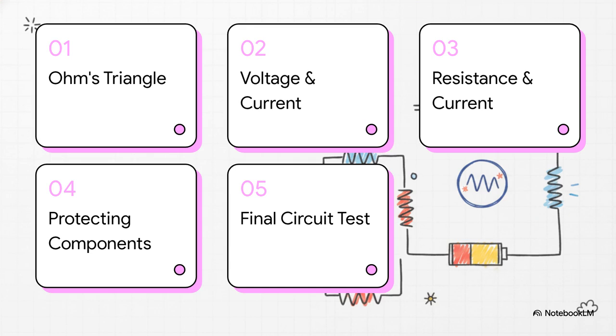We've got 1. Introduction to Ohm's law. 2. The Ohm's triangle method. 3. Voltage and current relationships. 4. Resistance and current relationships. 5. Protecting components with resistors. And finally, 6. The final circuit test.